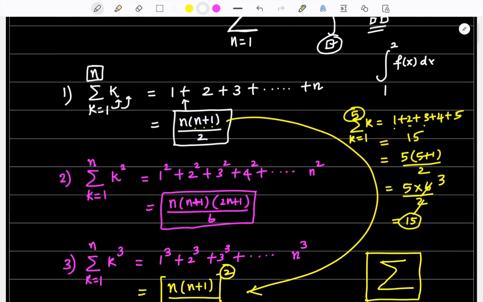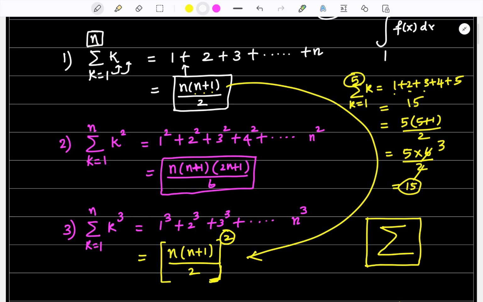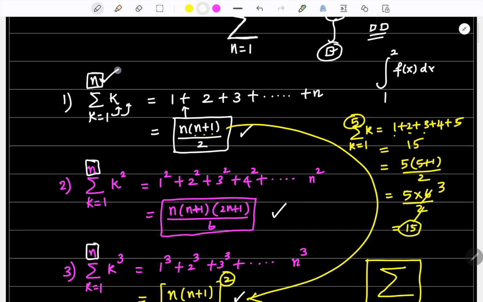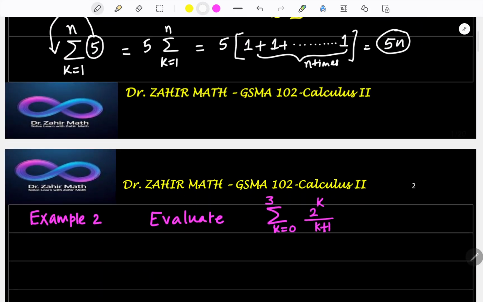So these are the 3 rules you're going to memorize, which are 1 plus 2 plus 3 up to n, 1 square plus 2 square plus 3 square up to n square, and 1 cube plus 2 cube plus 3 cube up to n cube. The first rule is n times n plus 1 divided by 2. The second one is n plus 1 times 2n plus 1 divided by 6. The third one is n plus 1 divided by 2, all squared. What is n? The number which is on top of the summation. This is called sigma, or you can also call it summation, or simply sum. Both are the same.